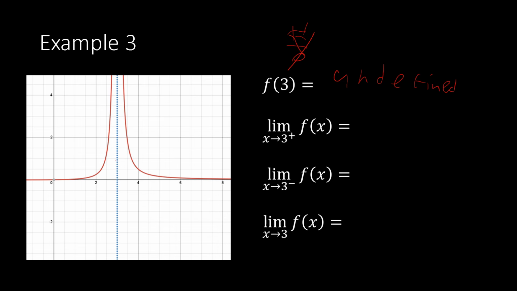And if we look at the right side here, y values are shooting up to infinity, so the limit from the right as x goes to 3 plus is infinity. If we look just to the left of x equals 3, we also have y values shooting up to infinity, so that's also infinity. And so finally, since our limit from the right and our limit from the left are exactly equal, that's also going to be our limit at x equals 3.